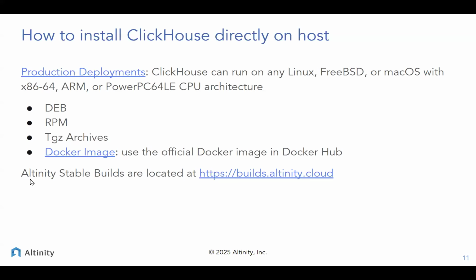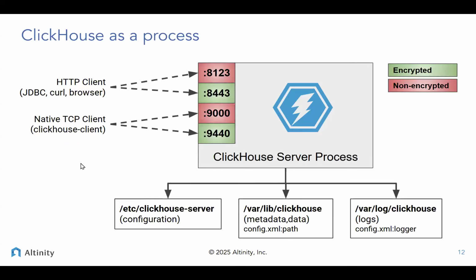So this link here, when you get the slides, gives you the link in clickhouse.com. The Altinity stable builds, which we will talk about when we get around to upgrade, are located at builds.altinity.cloud. So all of the software is very easy to get to, and you can just install it using the normal mechanisms. For example, I usually use apt because I run Ubuntu.